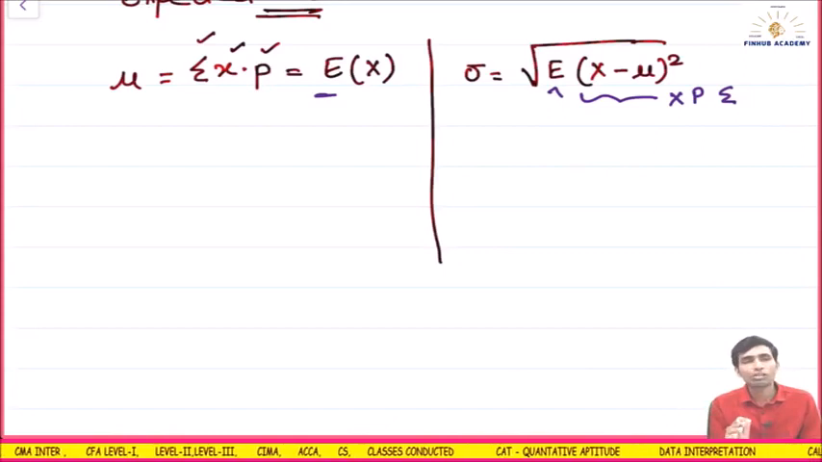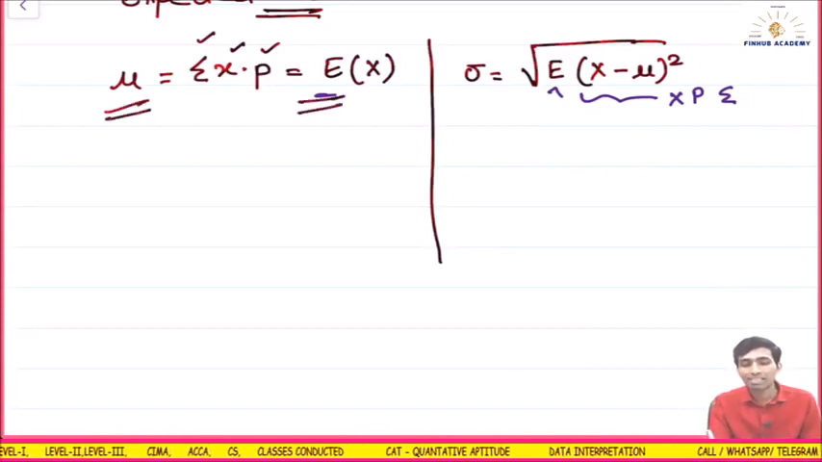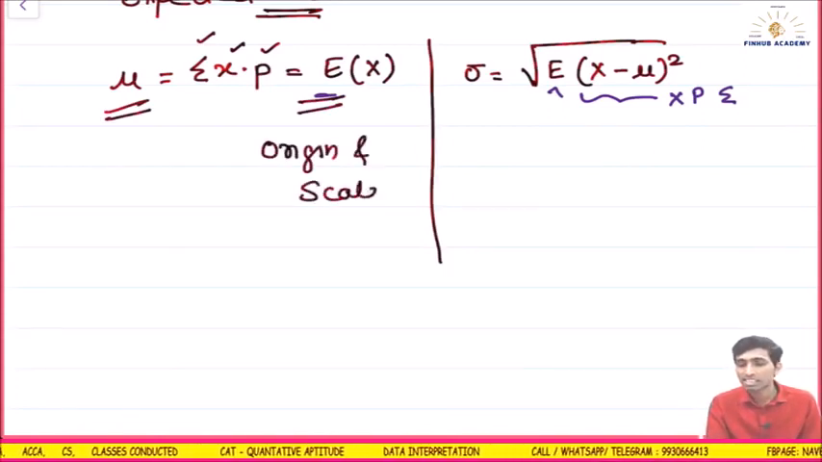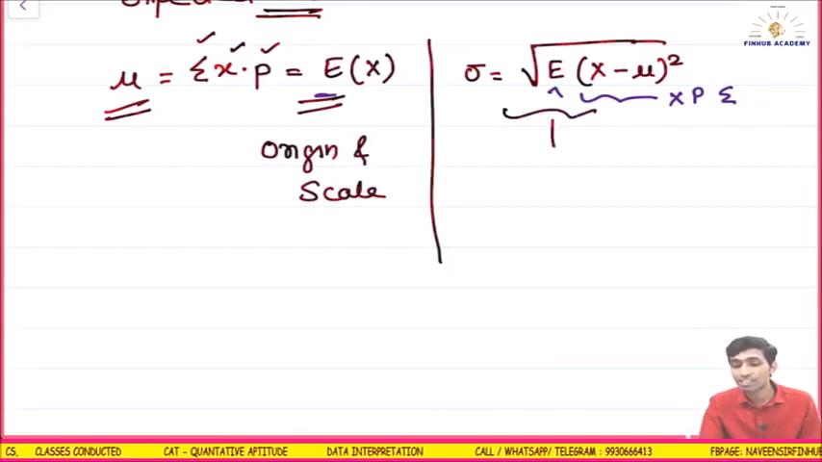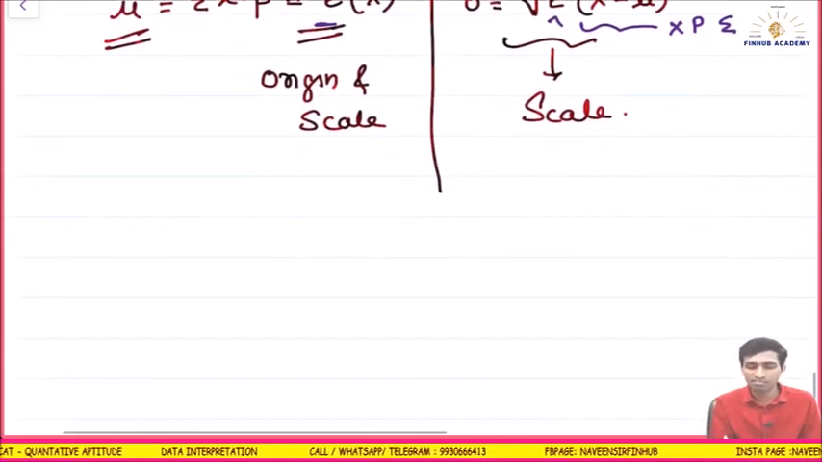So obviously here also the things remain the same. Mu, that is mean, gets affected by change in origin as well as change in scale. Here this is standard deviation, so it only will get affected by scale. Remember this. I'm not giving formulas for that. Anyways, properties.